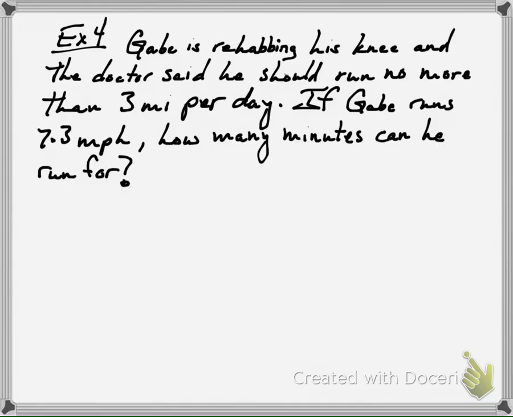So we're talking about distance, this 3 miles, and we're talking about a rate, which is 7.3 miles per hour, and talking about time, which are minutes. So we're thinking about distance, rate, and time. What's that? Exactly. Distance equals rate times time.